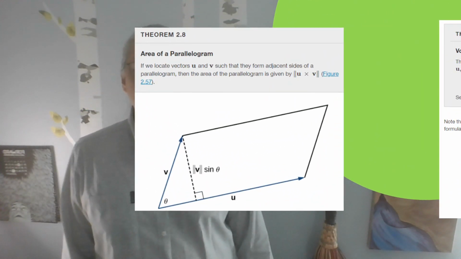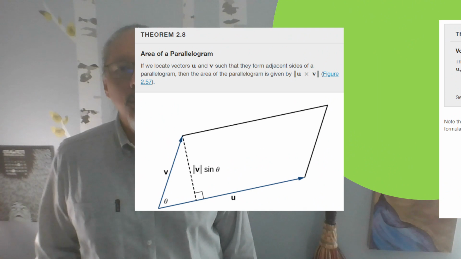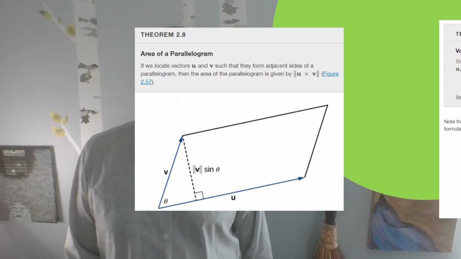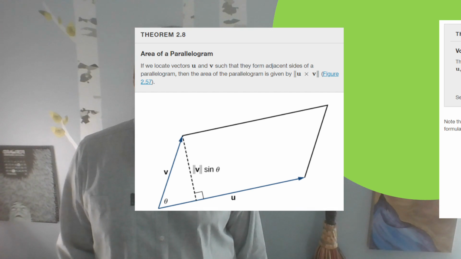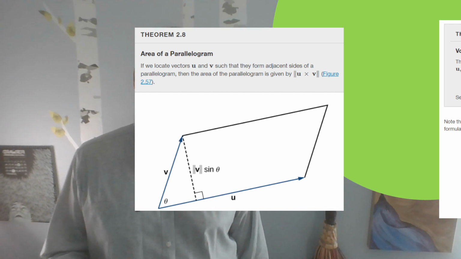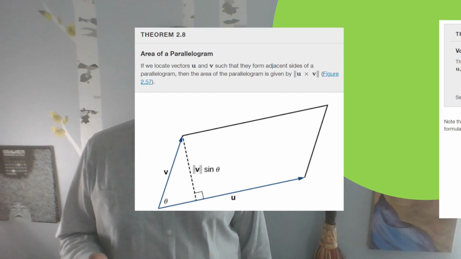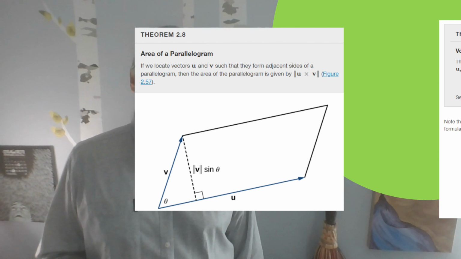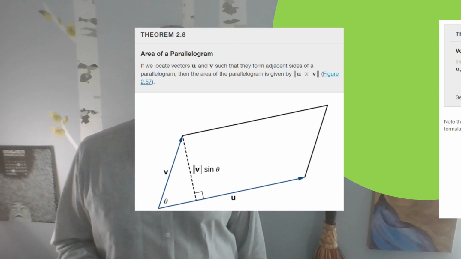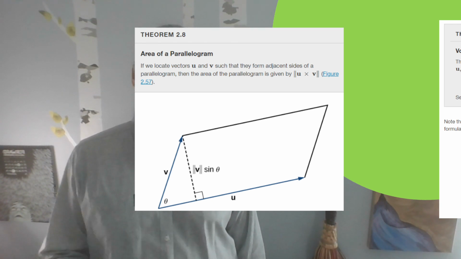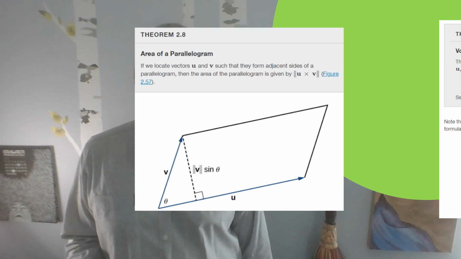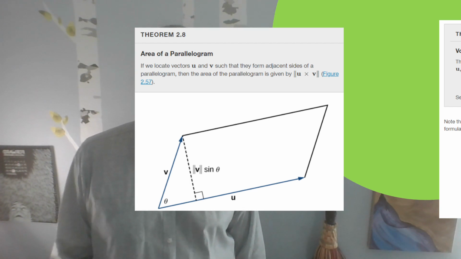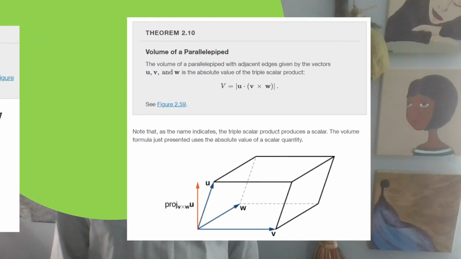So one important idea that's using the cross product is that it happens to be the area of the parallelogram. Well, not the cross product, but the magnitude of the cross product. So the idea is that if you have two vectors, u and v, it turns out that the magnitude of the cross product of u and v is actually equal to the area of the parallelogram. So that's an interesting fact about the cross product.